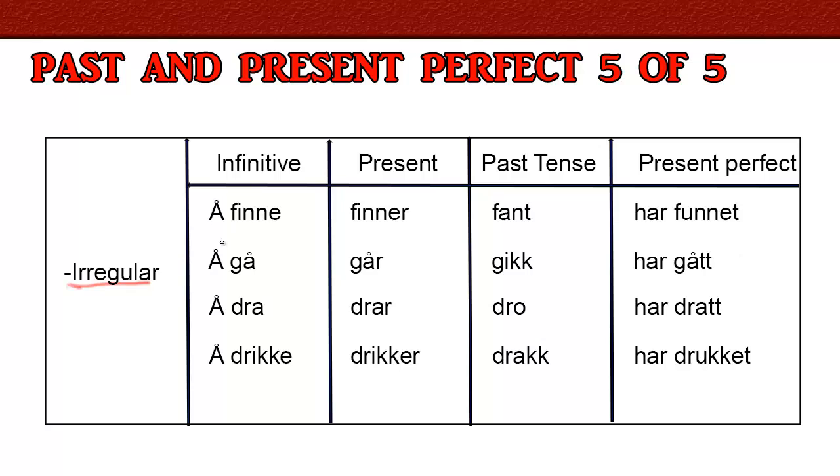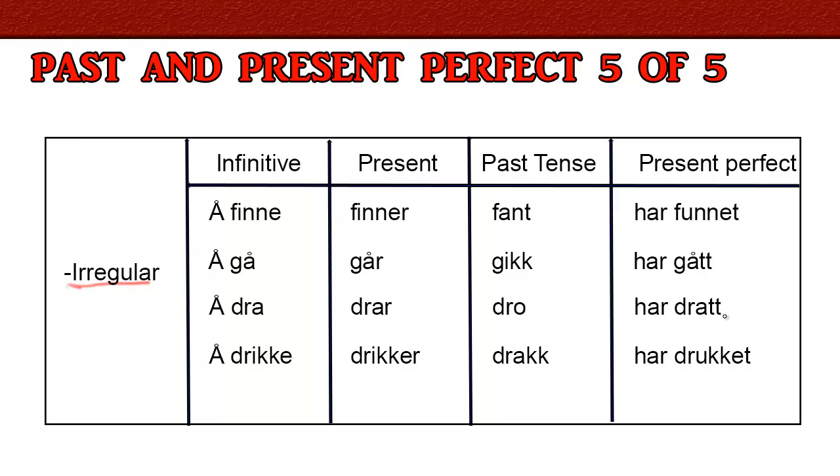But if you take here, å finne, to find, å finne, finner, fant. Yeah, here it's irregular. That is when they are regular in present tense. So fant, har funnet, å gå, to go or to walk, å gå, går, gikk, har gått, å dra, drar, dro, har dratt, å drikke, drikker, drakk, har drukket.